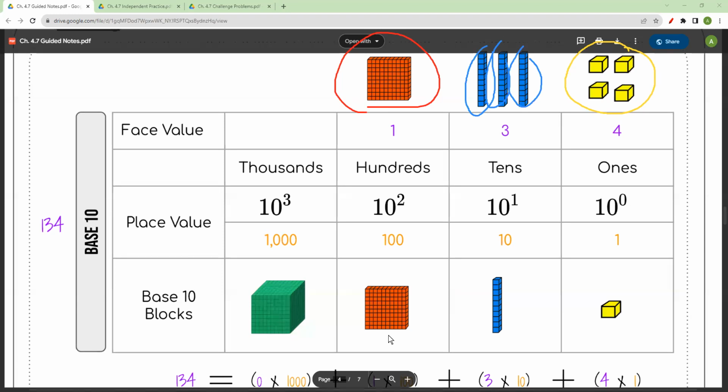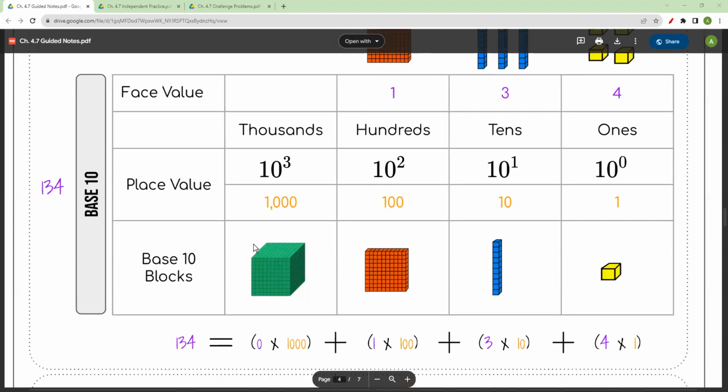Down on the very bottom here, underneath, you can see that in expanded form. We don't have any thousands, so we don't even need that. We have 100, so that's 100, plus we have 3 10s. We have our 3 10 sticks, that's 30. And we have 4 ones, our 4 unit cubes up there. So it does equal 134 in base 10.